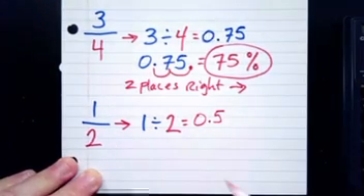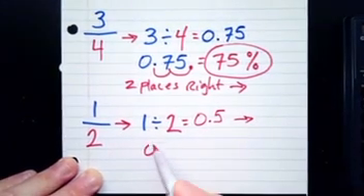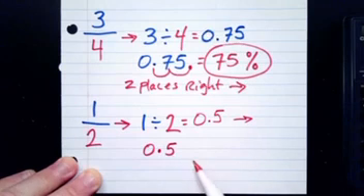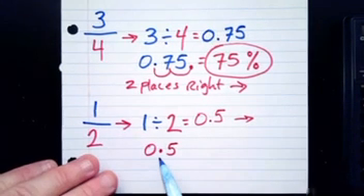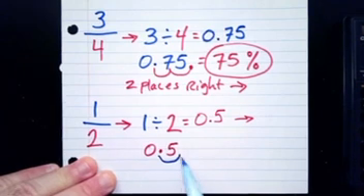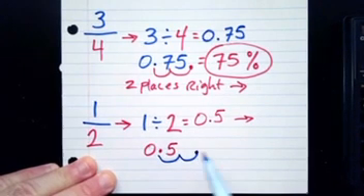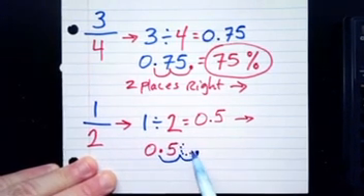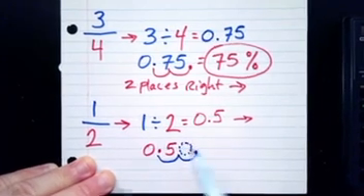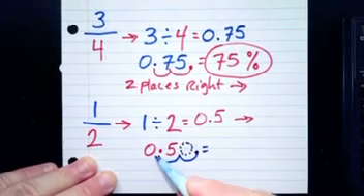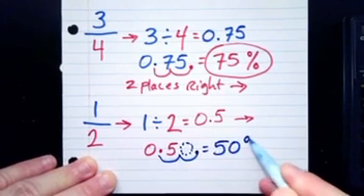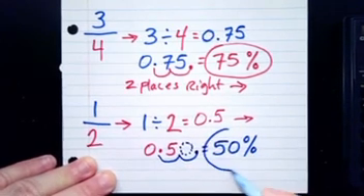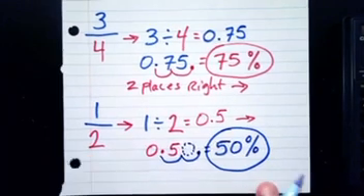Clear. I'm going to rewrite this down here, 0.5. Hey, take that decimal to convert it into a percent. Let's move it 1, 2 places to the right. You can show that invisible 0. And 0.5 as a percent would be 50%. Yeah, that's all there is to it.